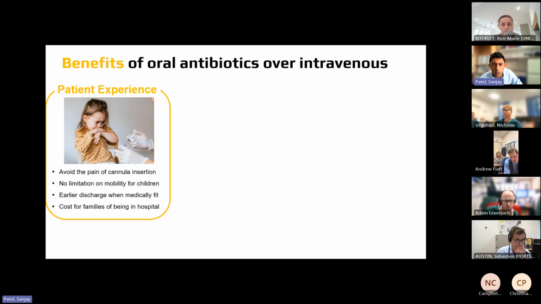Obviously patient experience, oral versus IV, it's a no-brainer. I think the worst thing we do in hospitals is to stick needles in children, especially in the middle of the night when we try 17 times to get in a cannula. And for parents, that is always the single most distressing thing they see in hospitals, and because it happens so frequently. Also, you get out of hospital more quickly if you're on oral antibiotics. All of the studies have shown that, and I'll show you some neonatal stuff that backs that up. The cost we've spoken about before for families, etc.